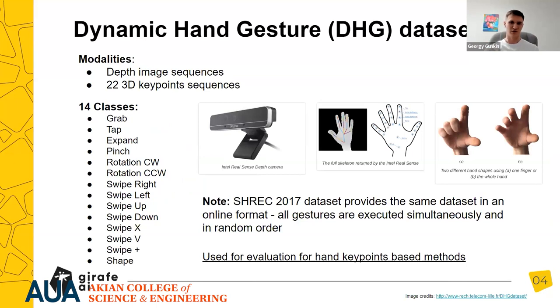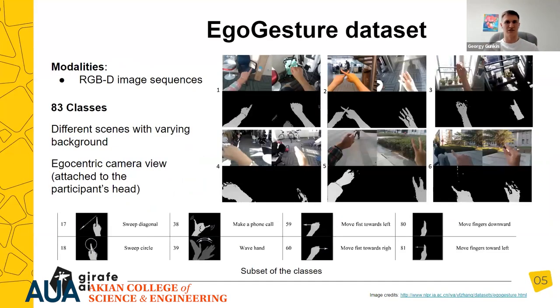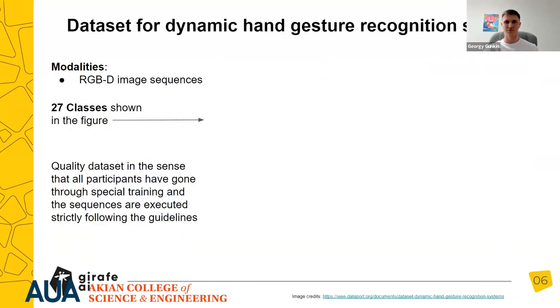Then there is the DHG data set. We'll use it for evaluation of hand key point methods. It contains depth images as well as 22 3D key point sequences, and there are 14 classes. The key point sequences are generated through the Intel RealSense depth camera. Then there's the EgoGesture data set. It contains RGB and depth data. It's a very large data set with 83 classes, and the camera is capturing from the top of the head, so it's an egocentric camera view.